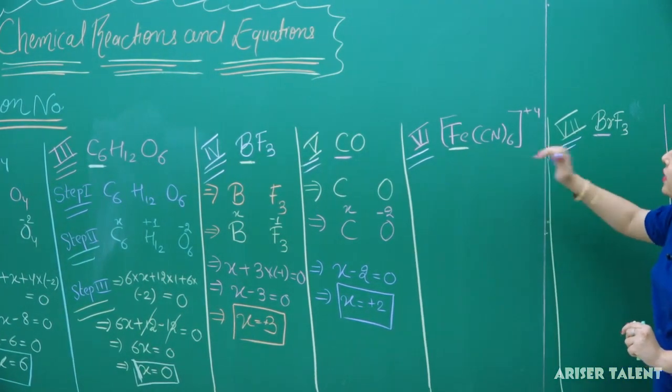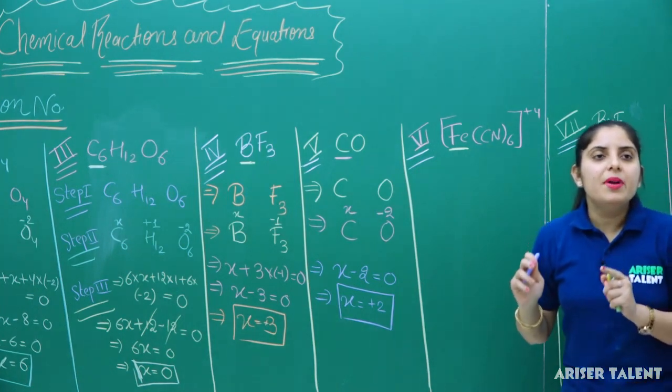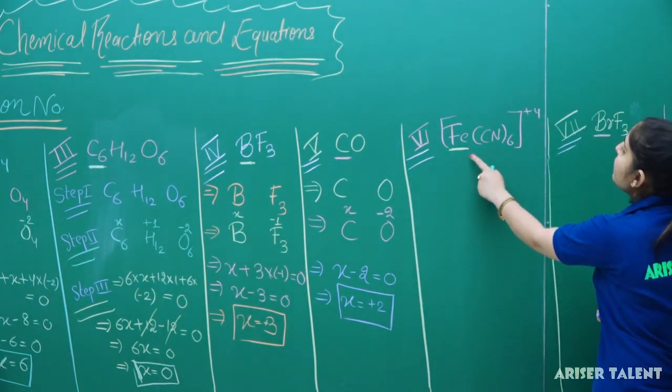Now I am proceeding to my next element. The next element we have been provided is Fe(CN)6.